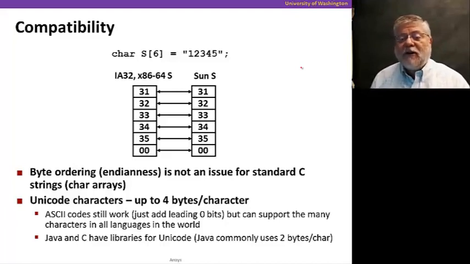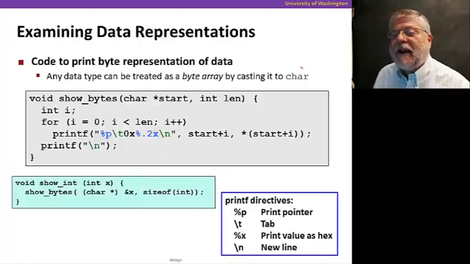Now, later on we'll learn about Unicode characters that have more bytes per character. Unicode is a newer standard than ASCII that allows us to represent all the character sets around the world, and we need a lot more codes to do that for all the different alphabets that exist. So they can reach up to 4 bytes per character, and Java as well as C have libraries for Unicode, but Java commonly uses 2 bytes per character. That's sort of its default. So we'll see later the complexities of this, but for now strings are 1 byte per character.